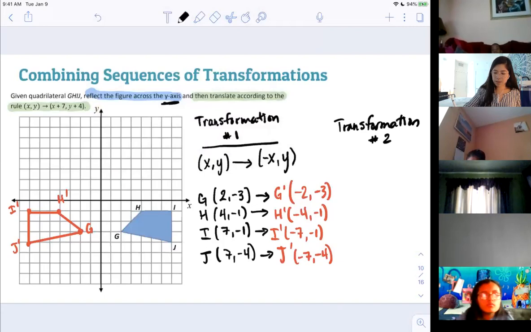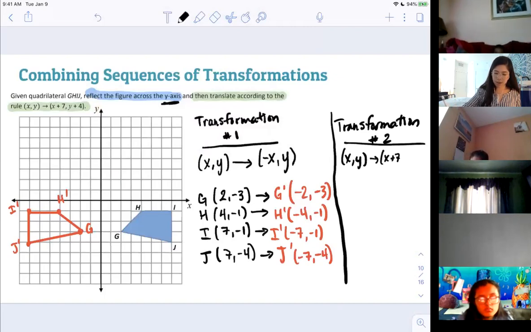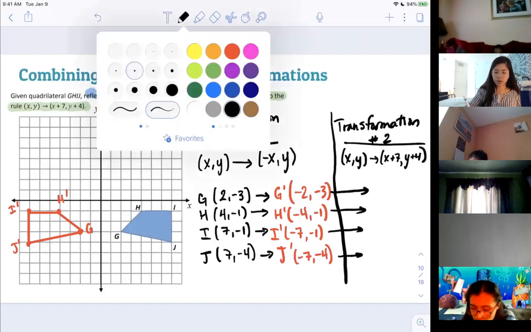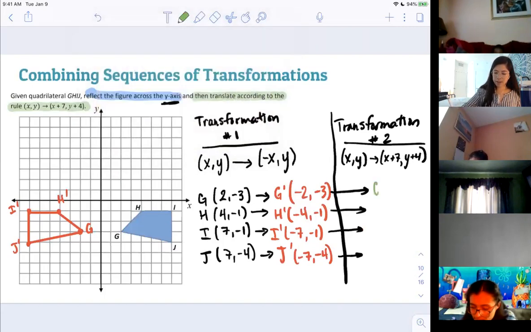For this one, they give it to me. I'm going from x comma y to x plus 7 comma y plus 4. So I take what I have in red, I'm going to add 7 to the x and add 4 to the y. Just going right through this. I recognize that it's 140, so we're really behind, so I'm just going to breeze right through.